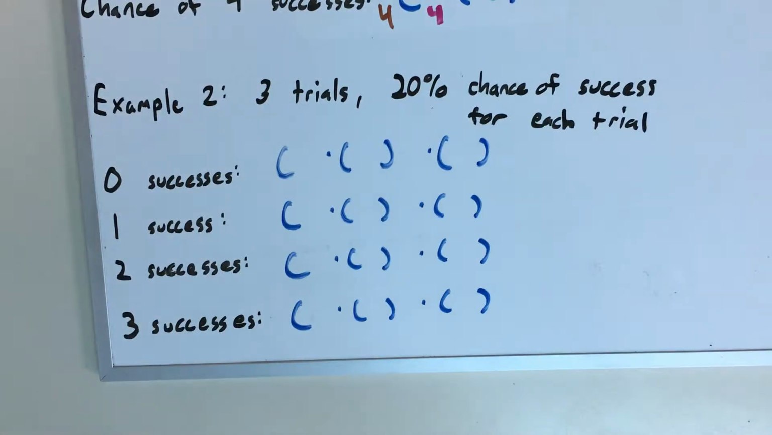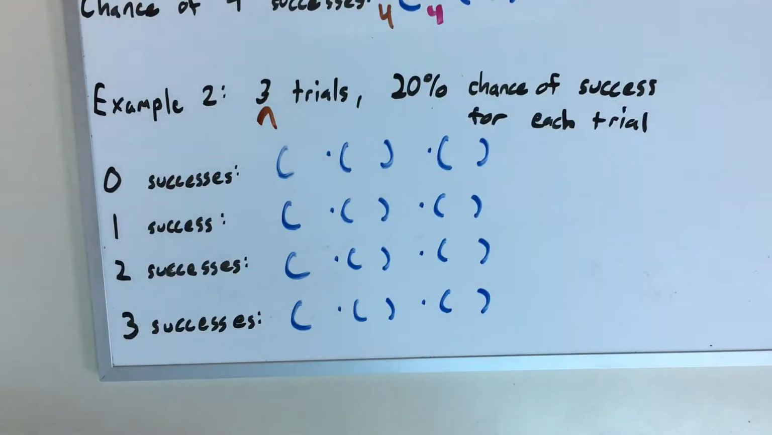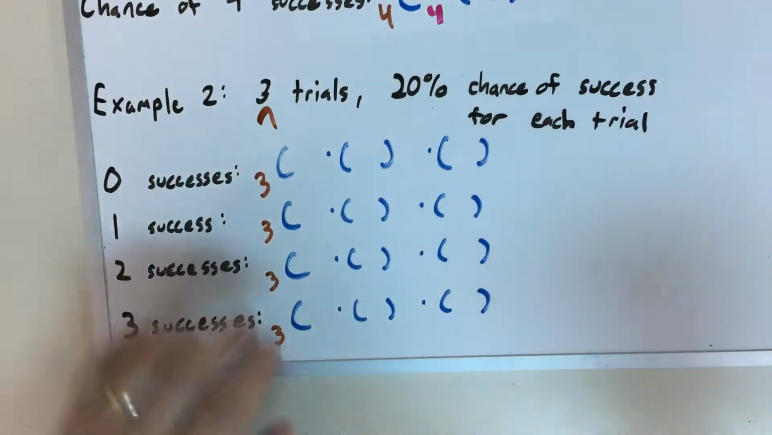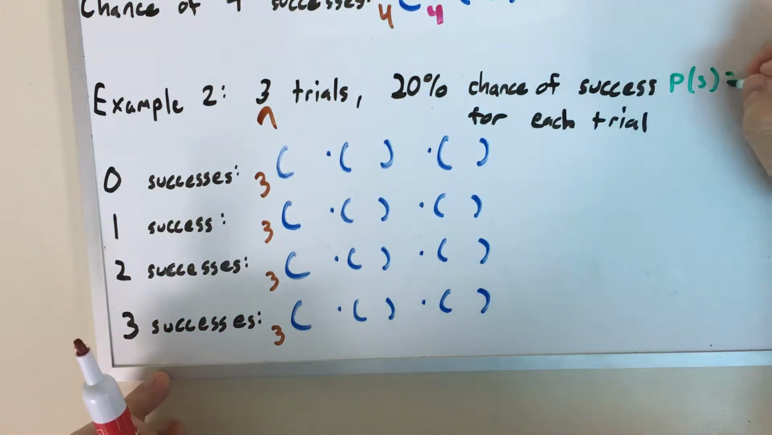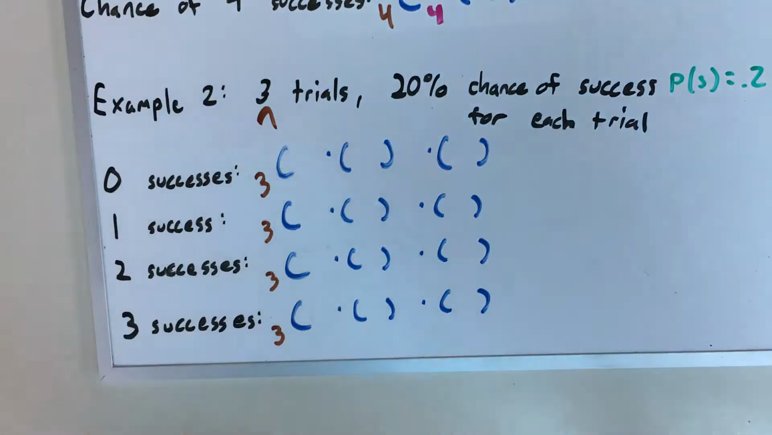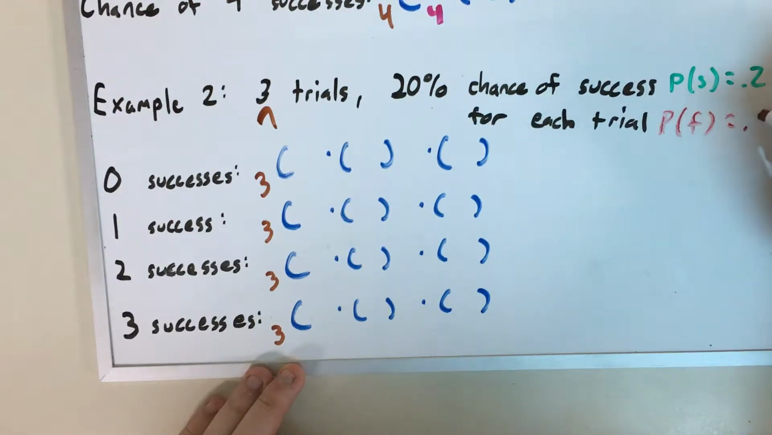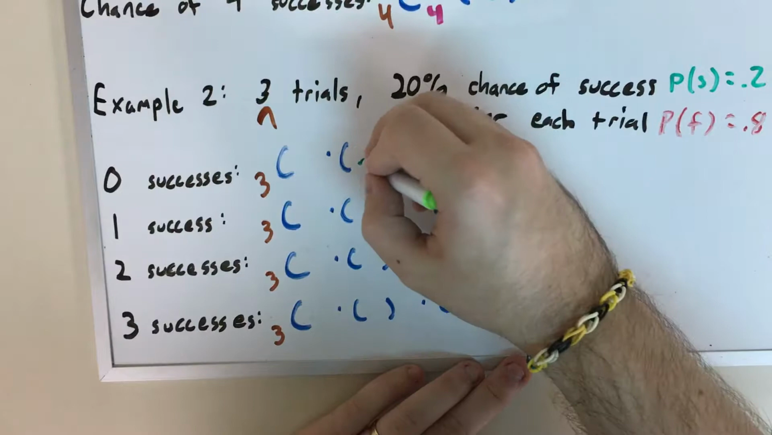So let's start with some of the information that we know isn't going to change. 3 is our n. We're doing 3 trials, which means all of these are going to be 3 choose whatever. There's a 20% chance of success for each trial, which tells me first the probability of success is 0.2, and then second that the probability of failure is 0.8. So I'll go ahead and fill those in each spot in the formula where they go as well.